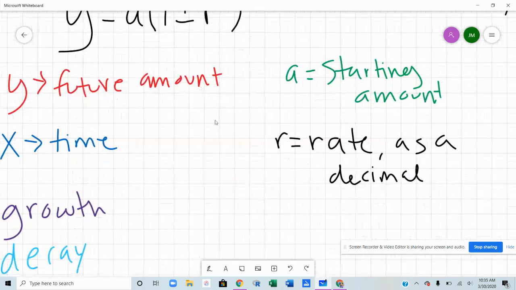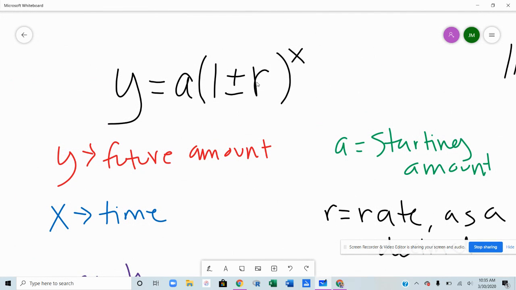So it is always 1 plus the rate for growth or 1 minus the rate for decay, and your rate has to be a decimal. And because your rate is your percent, which is always out of 100, R is going to be some number between 0 and 1, which means at most you're going to do 1 plus 1 to give you 2, or 1 minus 1, which will give you 0. So inside here, you're always going to be somewhere between 0 and 2. Okay?